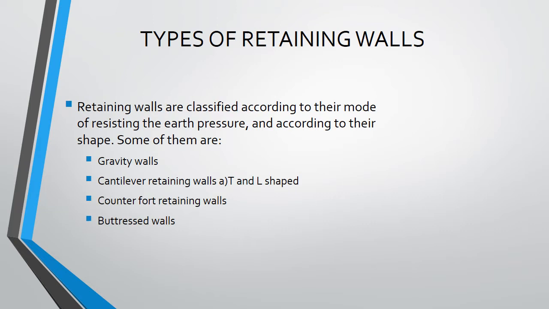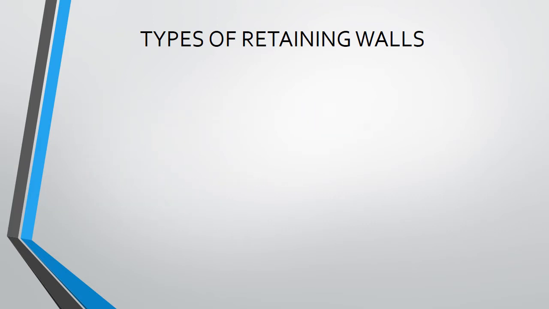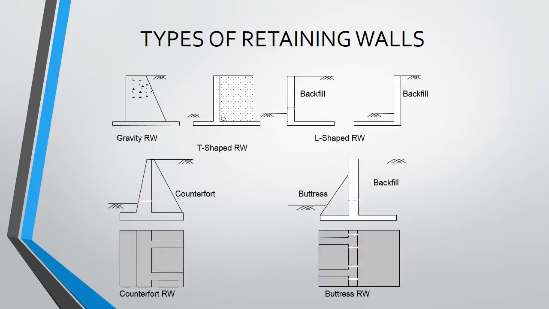Types of retaining walls. Retaining walls are classified according to their mode of resisting the earth pressure, and they are classified as gravity walls, cantilever walls, of which there are two types, T-shaped and L-shaped, counterfort retaining walls, and buttress retaining walls. Here you can see the picture of the types of retaining walls: gravity retaining walls, T-shaped retaining walls, L-shaped retaining walls, counterfort retaining walls, and buttress retaining walls.